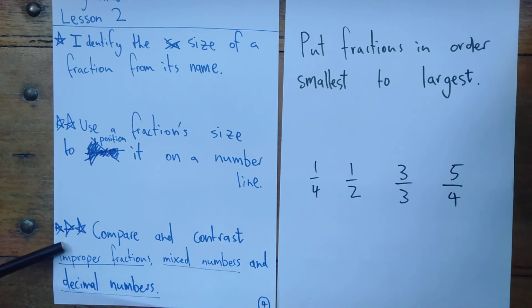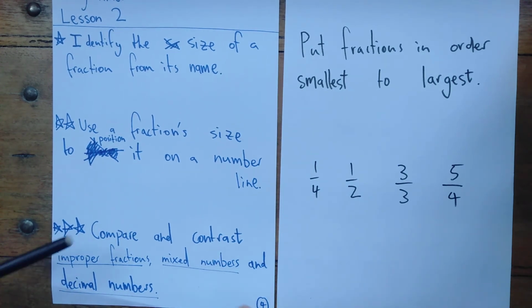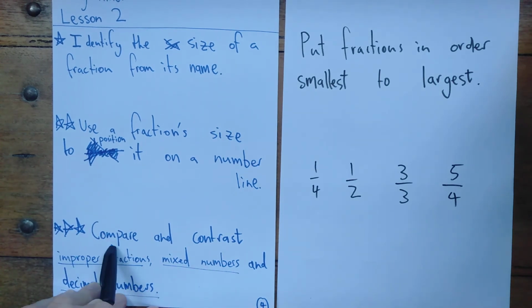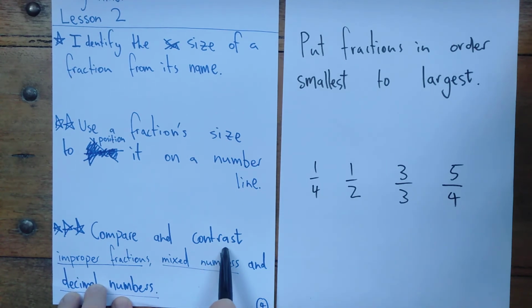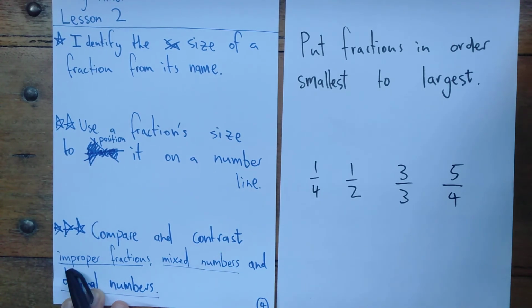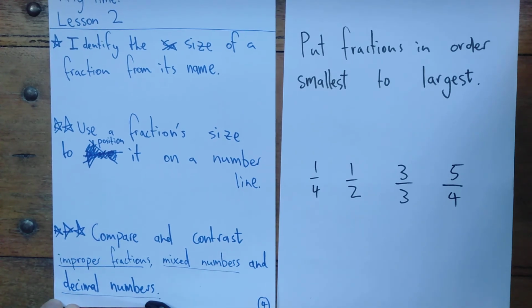And the 3rd level task will have you working with your number line. You will compare fractions to each other and you'll contrast fractions to each other. But in particular, you will look at some special types of fractions. So improper fractions, mixed numbers, and decimal numbers.